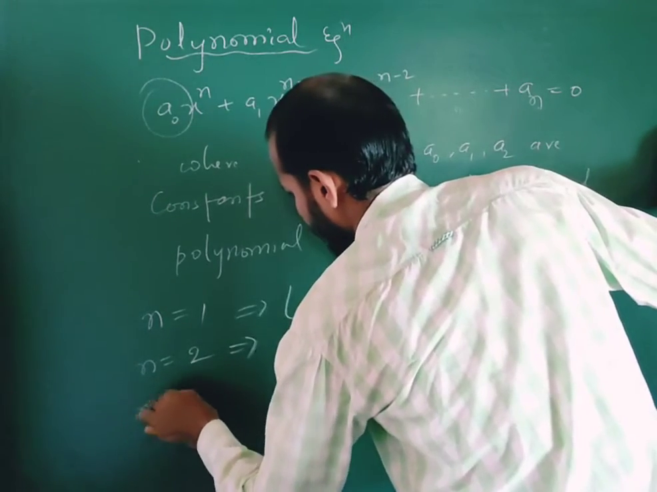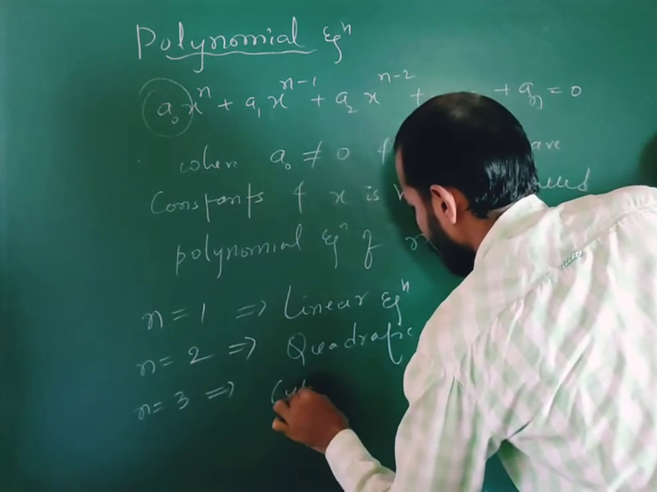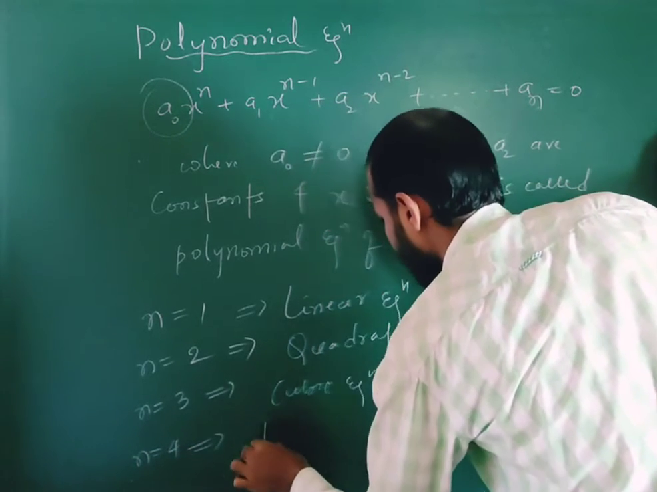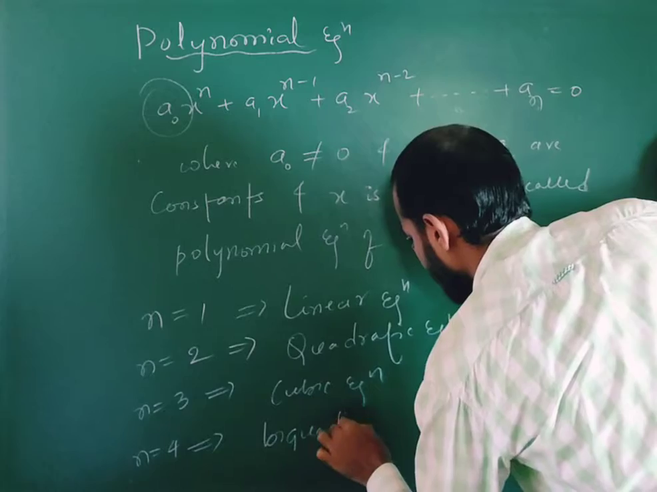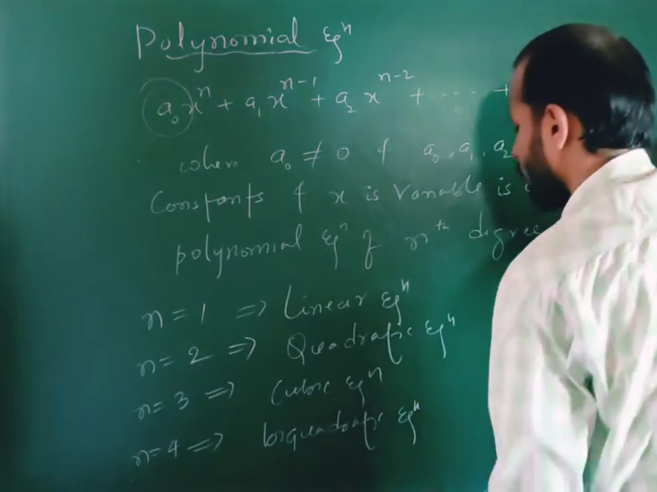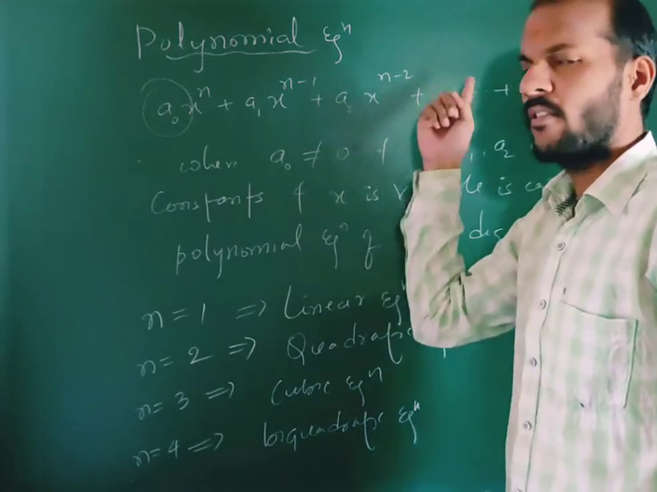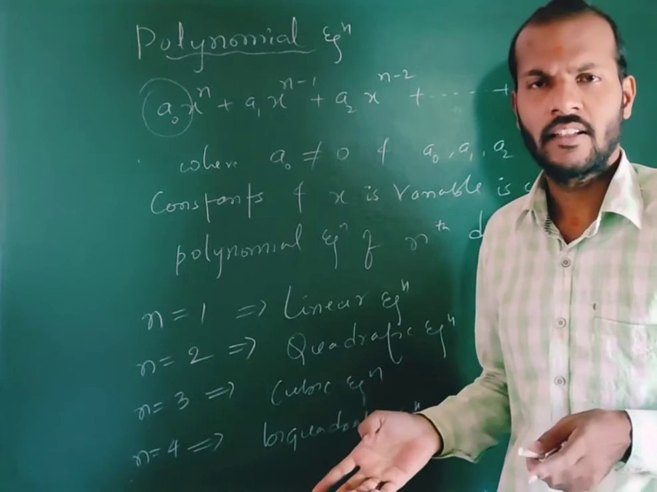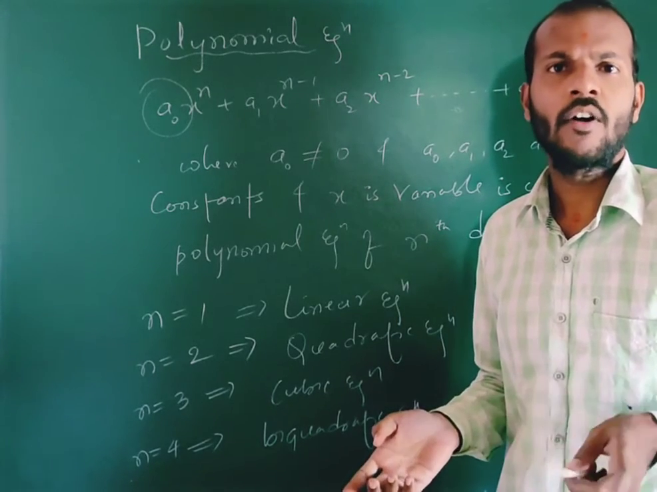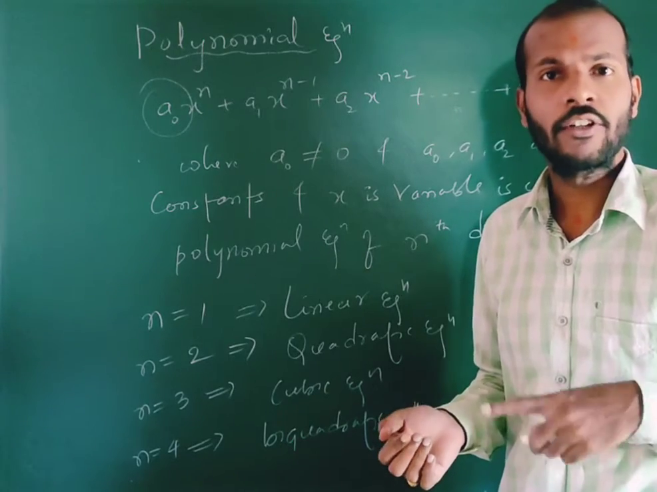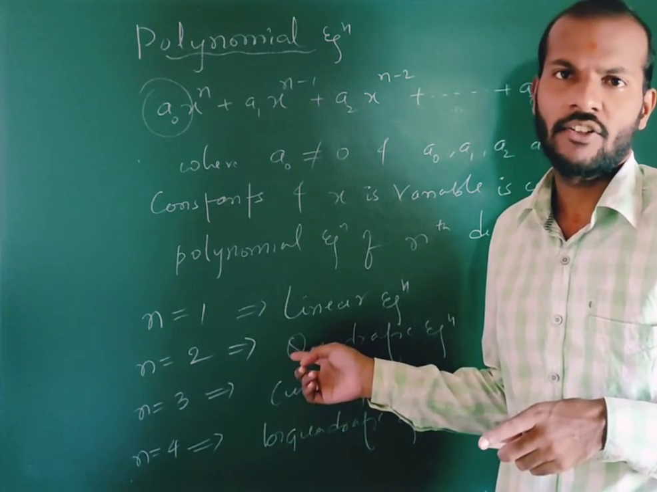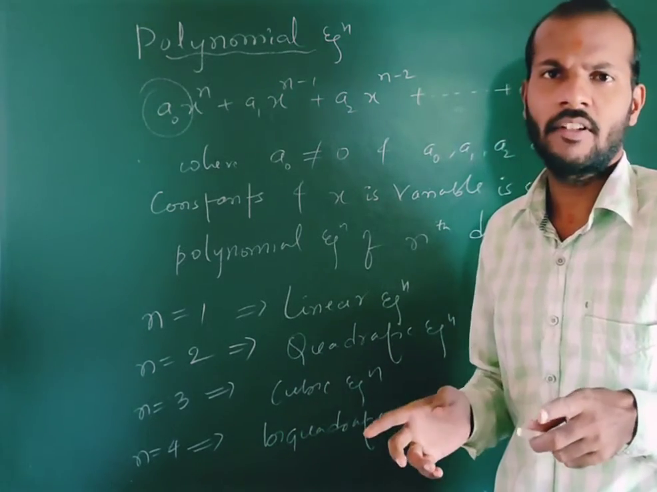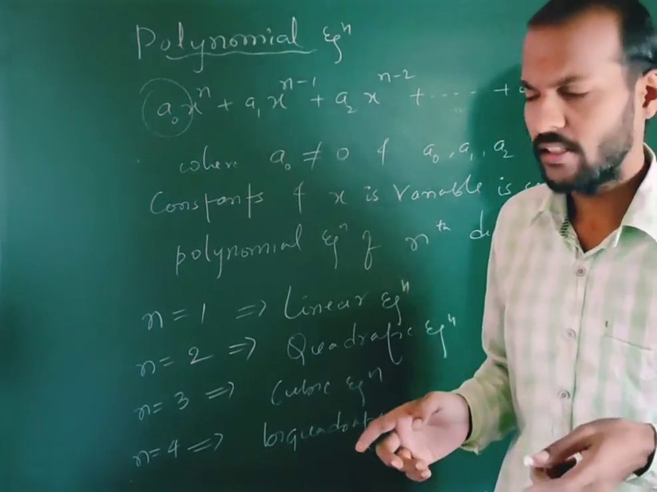And n equals 3, it is a cubic equation. And n equals 4, we get a biquadratic equation, right? So it is a standard form of a polynomial equation where, when we substitute different values with respect to n, we get different forms of equations. In that, we are going to study the quadratic equation, that is the second one, where linear, quadratic, cubic and biquadratic, what is the difference between all these? Let's see one by one, right?